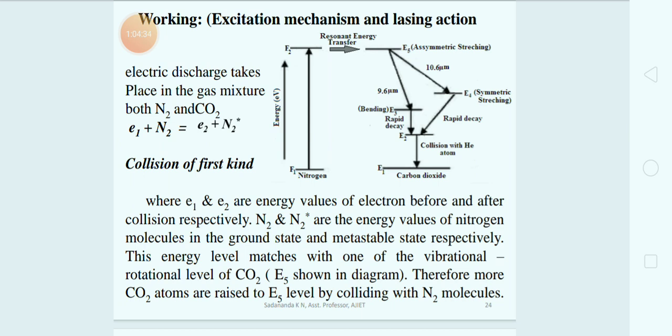No doubt, both nitrogen as well as carbon dioxide molecules will take energy from these free electrons which are accelerated towards the positive potential. So by this time both of them are excited, but the nitrogen excitation level happens to be a metastable state, whereas the carbon dioxide excitation is not a metastable state. Now the expression for excitation of nitrogen is written as E1 plus N2 is equal to E2 plus N2 star. N2 star is the molecule in the metastable state and N2 is the nitrogen molecule in the ground state. E1 and E2 are the energy of the electron before and after the process. Now you can see the energy level diagram here.